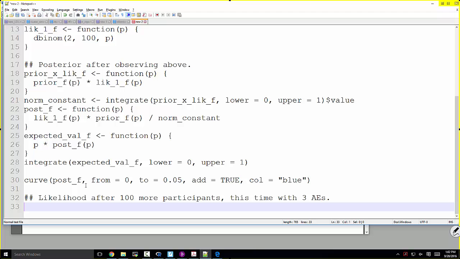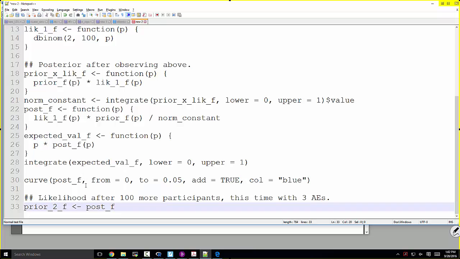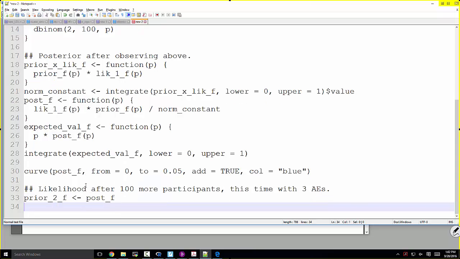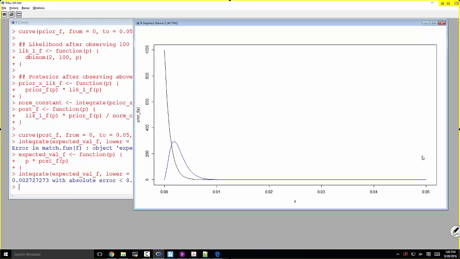You could set your prior to be the posterior that we just computed. And then your likelihood would just be a binomial likelihood with 3 successes out of 100 trials. Everything else would be comparable. When you do it and add the curve, you'll see another curve that's shifted even further to the right.